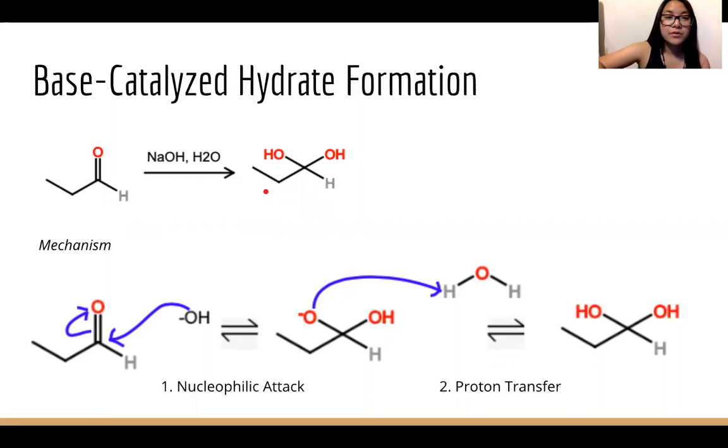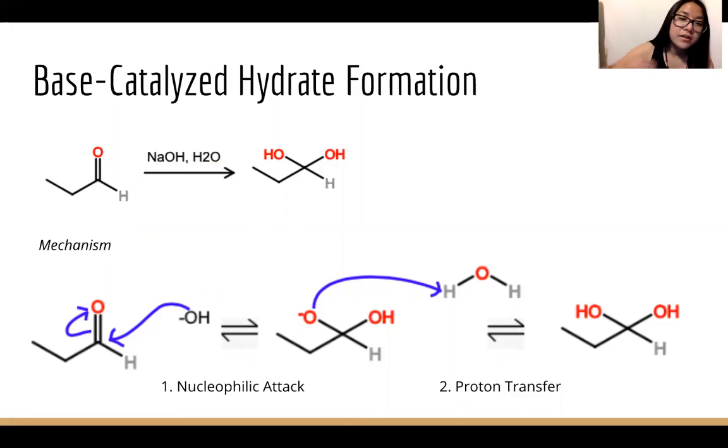But what's basically happening in a hydrate formation is that you have H2O and you're adding water to the carbonyl and you result in this product. So let's go through the mechanism. Oh, before I forget, this is base catalyzed. So of course we're going to be using a base. And since it's base catalyzed, that means throughout the whole mechanism, all the steps are either going to be neutral or have a negative charge. There's never going to be a point where the overall charge is going to be positive.